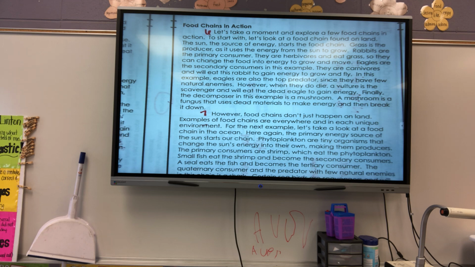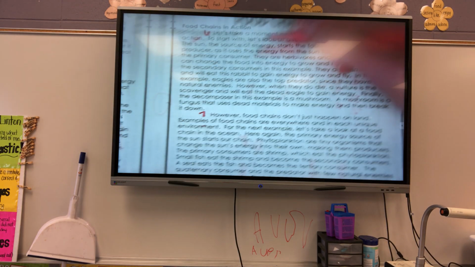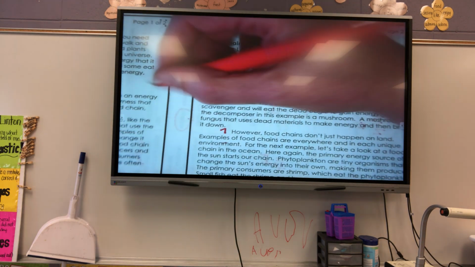No. It tells you, like, what their animals are. Alright, Abe? How it keeps on going, how it works. Julia? It tells us, like, how food chains are, like, in action. Okay, Madison? We're talking about a food chain on land. Thank you, Madison. This is an example of a food chain on land.